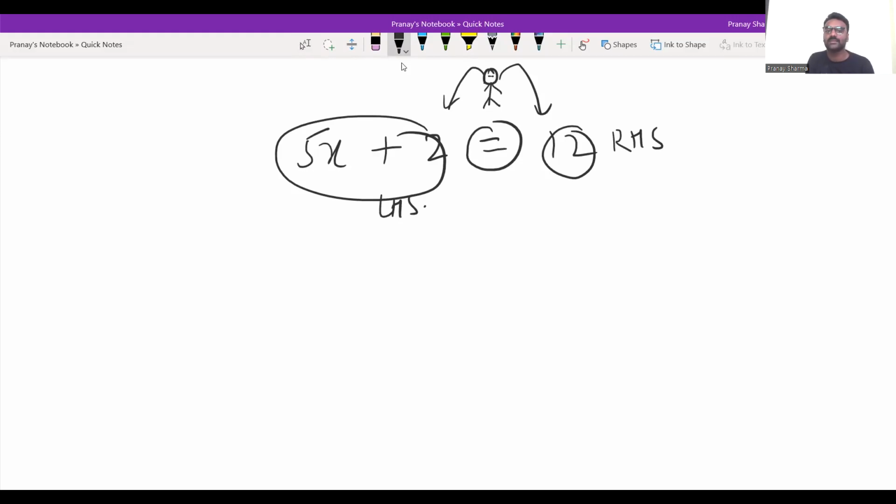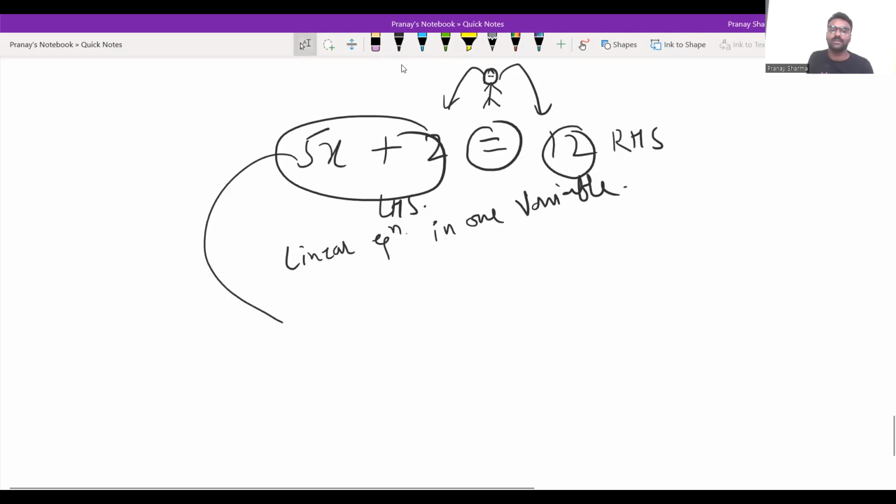So this is linear in nature. Why is that so? Because the highest power of a variable is 1. And we have an equals to sign in between, so on the other hand, it is also an equation. And we have only one variable dealing with it for this particular equation. So that is why it is a linear equation in one variable. Why are we considering this?